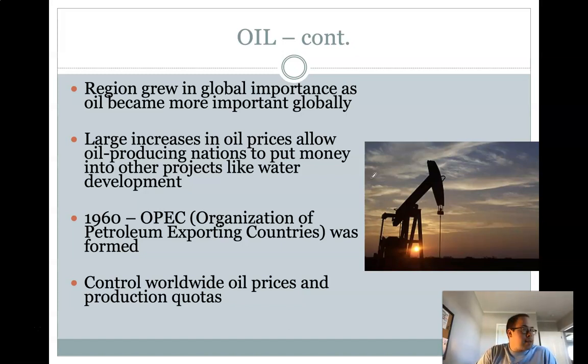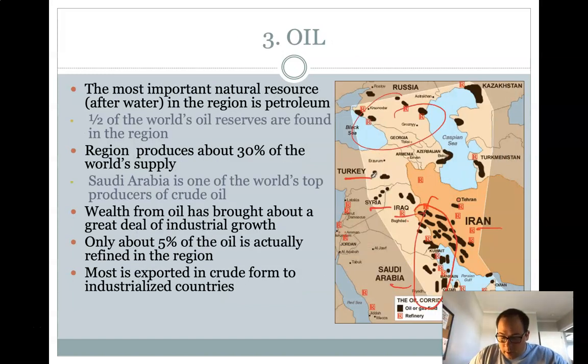But then in the 1960s, this region formed a group called OPEC, which is the Organization of Petroleum Exporting Countries, as a way to advocate for themselves and control oil prices. That way, there's some stability to oil across the world, because it is so important to the whole world's global economy.